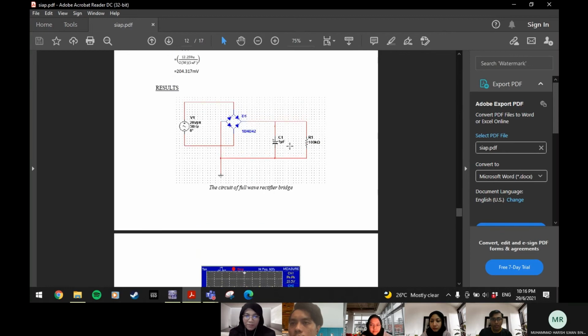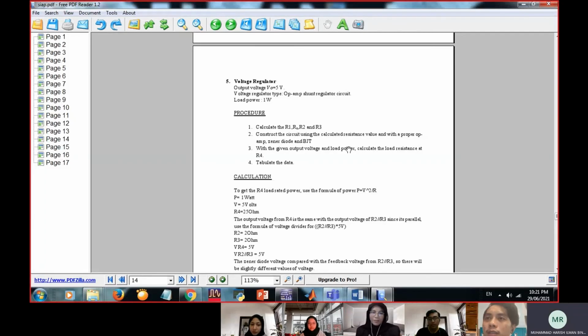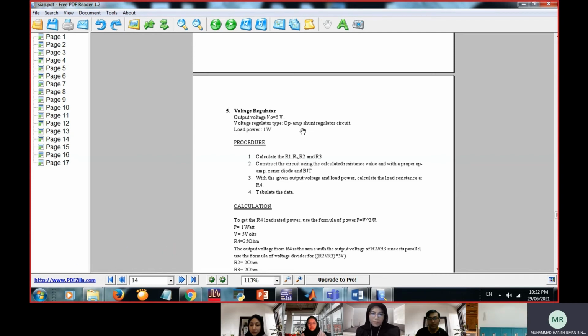So thank you. Okay, this is the last part of our project, which is the voltage regulator, and I'm going to present it. The specification of this voltage regulator is the output voltage must be 5 volt, the voltage regulator type must be an op-amp shunt regulator circuit, and the load power is 1 watt.